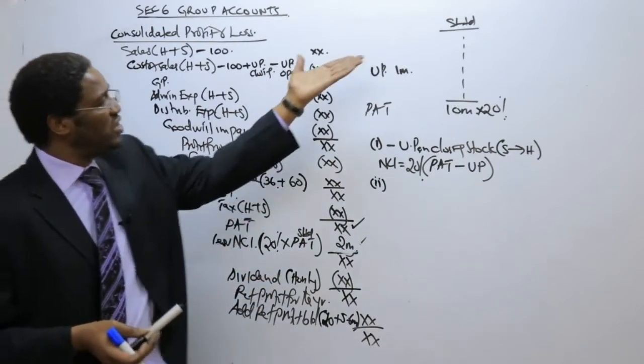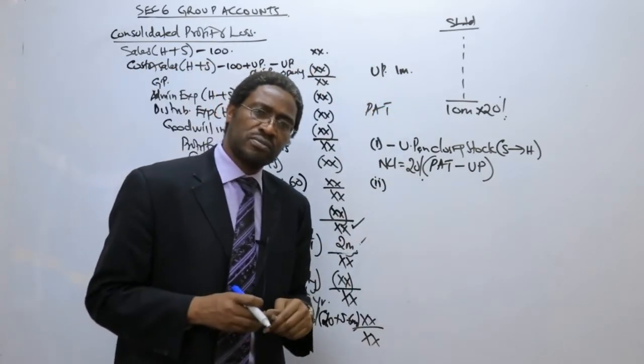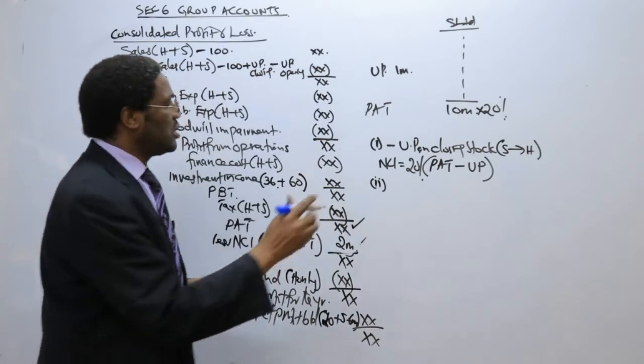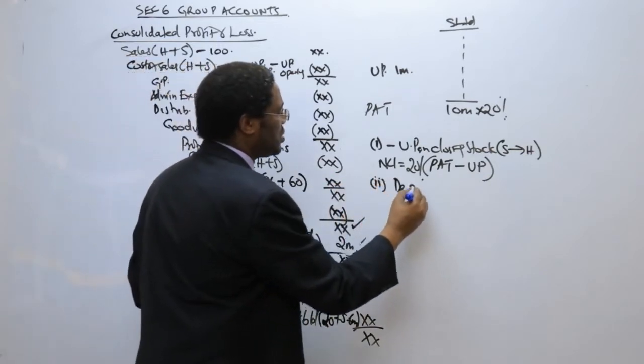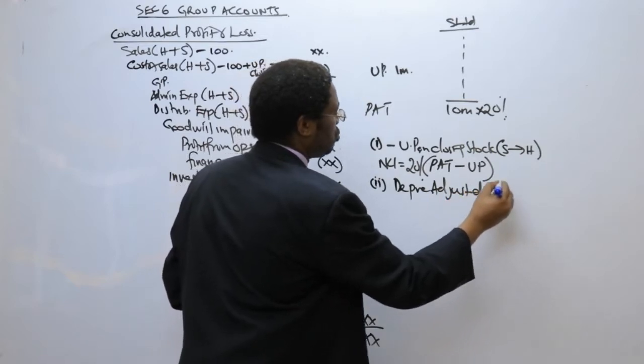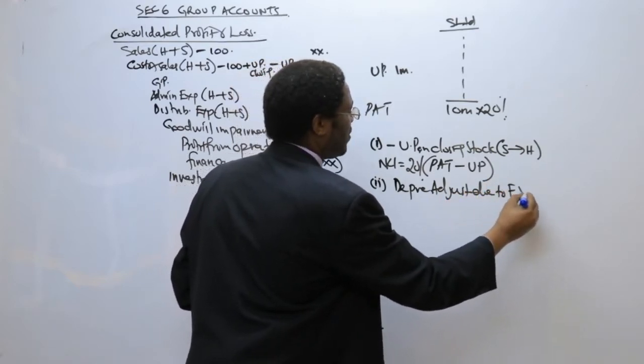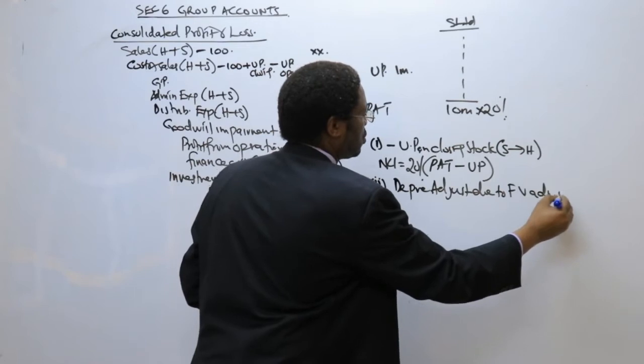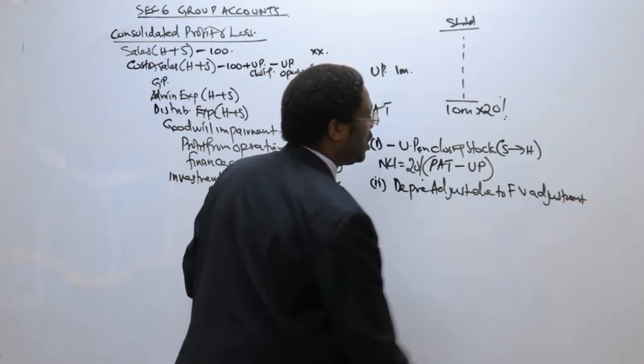The second circumstance that you usually found, which could not make you take 20% of the 10 million, is what? It is when there is what we call depreciation adjustment due to fair value adjustment. Depreciation adjustment due to fair value adjustment.